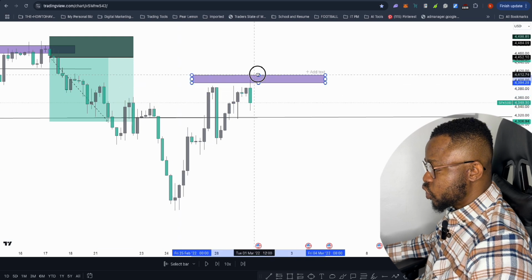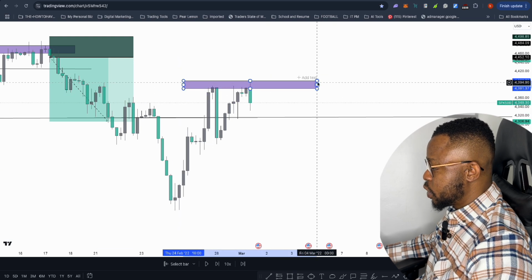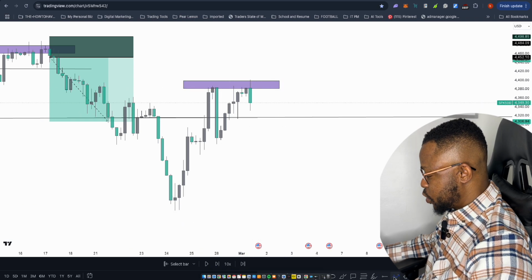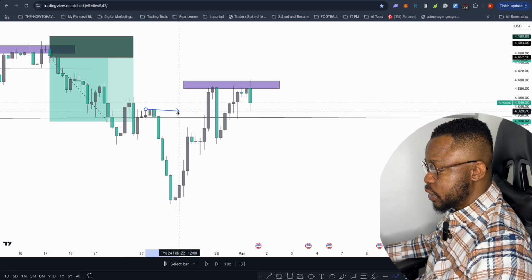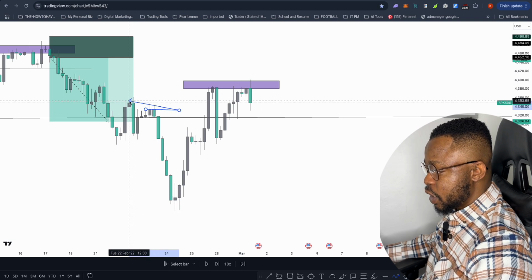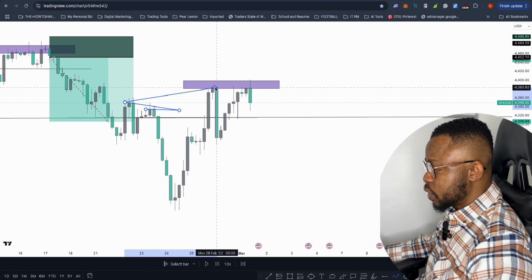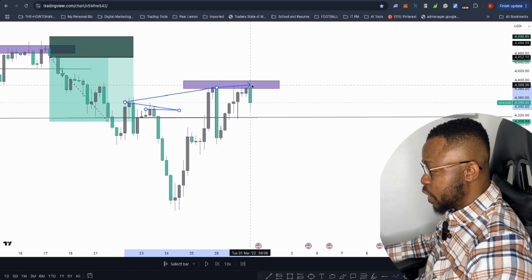So I'm actually interested in this particular play here. Yes, I know price took out these highs. Price took out these highs. It took out this high. It also took out this high. But when it came back, it created a new high here. But when it came back, it didn't clear this high, and it created a marubozu to the downside.